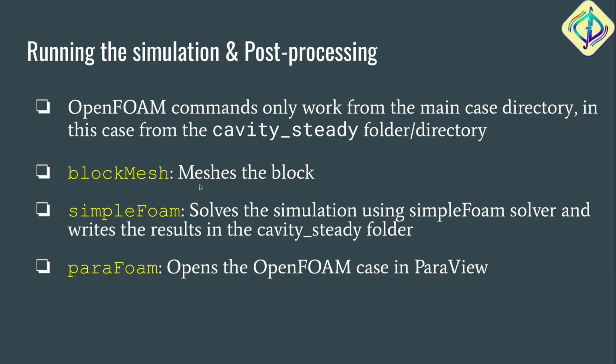The blockMesh command is for meshing the block, and it will give the result of a geometry and decomposed domain. After that we need to run a solver by typing the solver name. Previously it was icoFoam, now we are using the simpleFoam solver. We'll type simpleFoam and it will start simulating, and right after that we type paraFoam to see the results in ParaView. I'll do it one by one in my terminal.